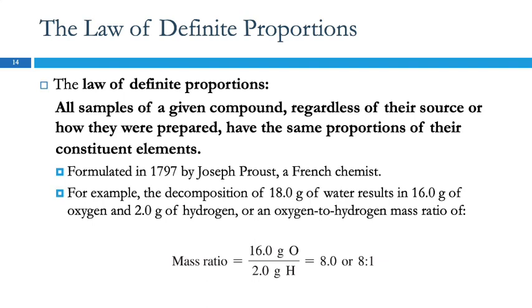So the example here is if we take 18 grams of water and decompose it into its elements, you're going to get 16 grams of oxygen and 2 grams of hydrogen. So we can look at the mass ratio of oxygen to hydrogen. Here it's 16 to 2, which reduces to 8 to 1. So if you took a 36 gram sample and reduced it, you're going to get twice as much oxygen and twice as much hydrogen, but the ratio is going to be the same.